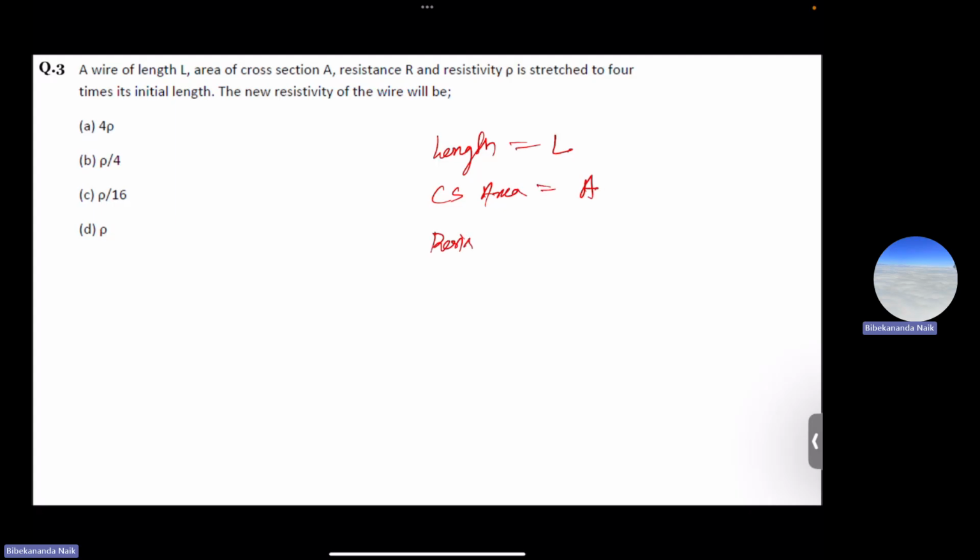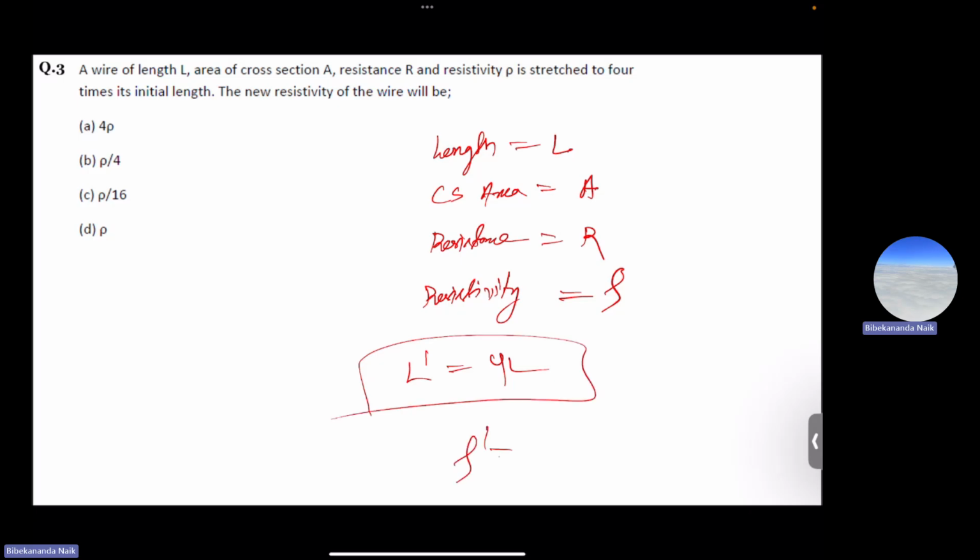Its resistance was R and resistivity was rho. Now the wire is stretched to 4 times its initial length. So now the new L prime is 4L. Then what will be the new resistivity? So this is the question. I will give you a few minutes to think about this question and try to figure out what will be the correct answer, and then we will discuss.